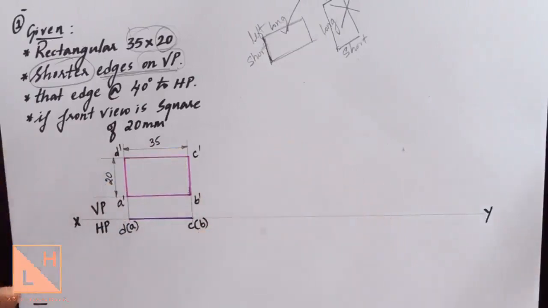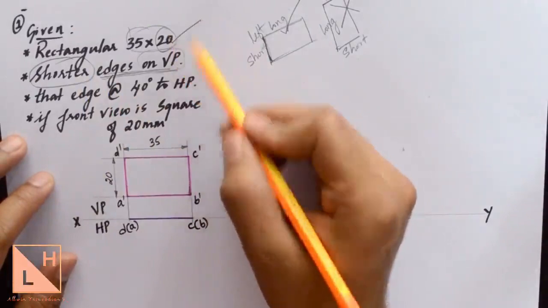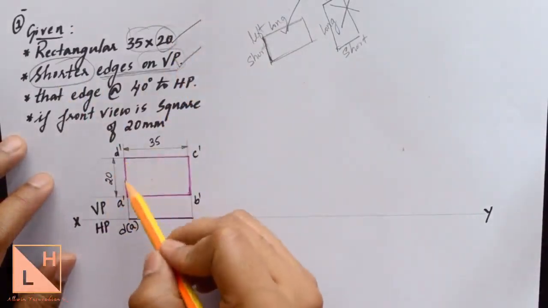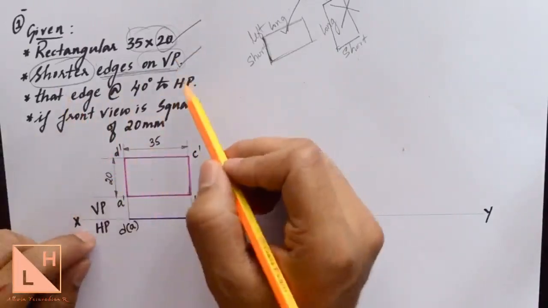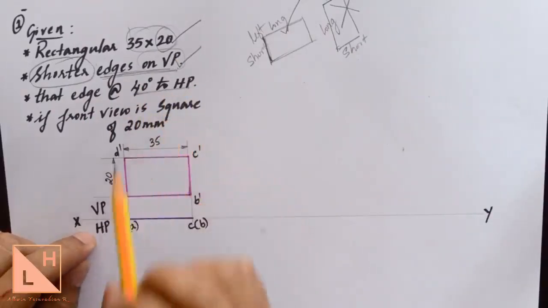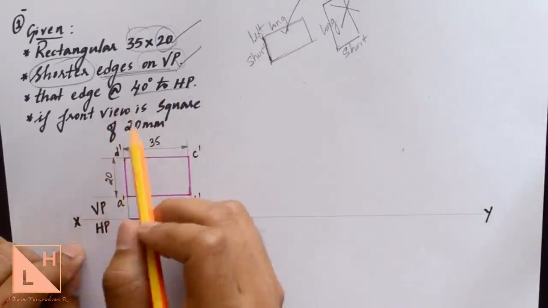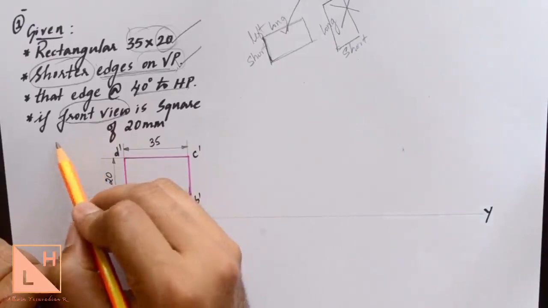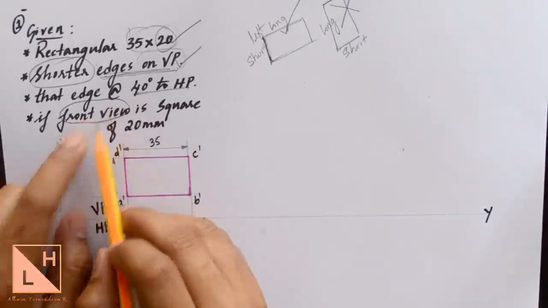Now let us go to the next position by having a look at the given data. We have drawn the rectangular lamina such that the shorter edge is on VP, which means I have placed the shorter edge on the left side. Now which condition will you take? You will have two conditions, one with respect to HP and one with respect to VP. In this problem you don't find the condition given with respect to VP; instead they have given it to you as the front view. So the front view will basically fall on the vertical plane itself. So this is the condition with respect to VP.